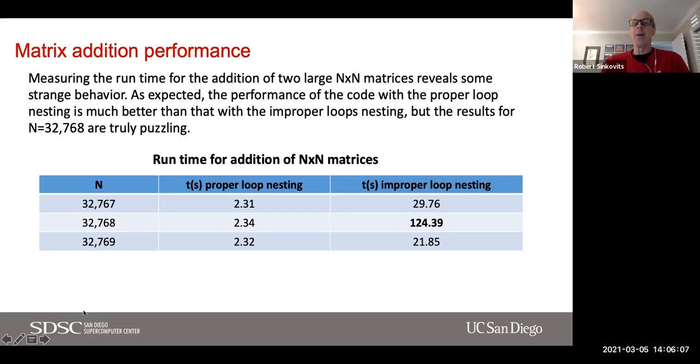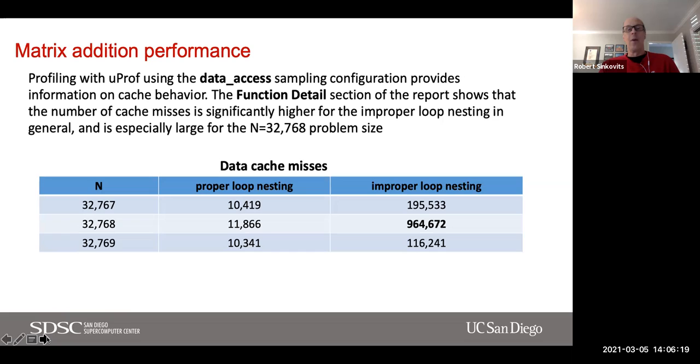This is a case where being able to get access to performance counters can give us a lot of insight. So I profiled this code using Gprof with the data access sampling configuration, and this gives me a lot of information on cache behavior. I'll pull up the spreadsheet a little bit later to show you the kind of information you get. When I go into the function details section of the report, it shows that the number of cache misses is significantly higher for the improper loop nesting, but especially for that case of n equals 32,768.